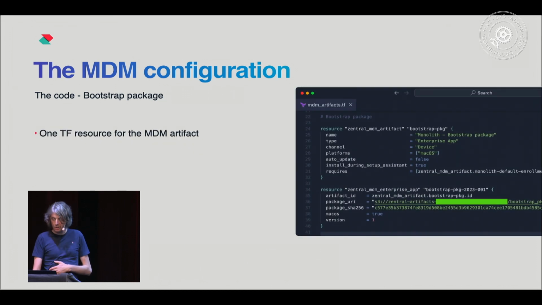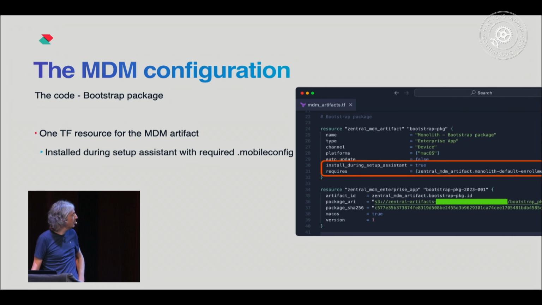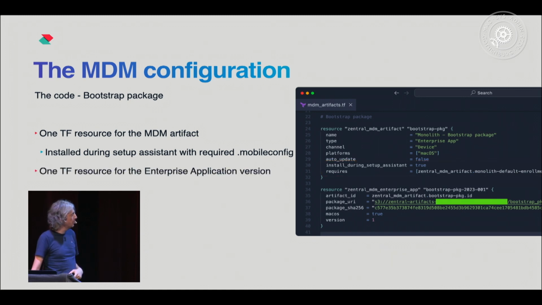For the Bootstrap package, here we can see, again, we have an artifact. There are two extra attributes of this artifact. We want to push it as early as possible, so we make sure that it's installed during setup assistant, and we have a requires attribute, and this one is also a feature of Central, where we can say we want to install this only after another artifact is installed. So we make sure that the configuration for Munki is pushed before we install the package. And then we have a version of the package.